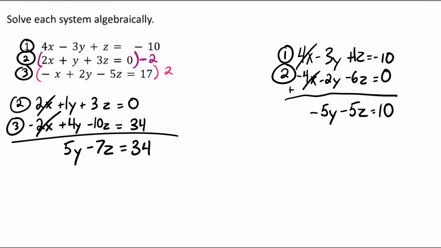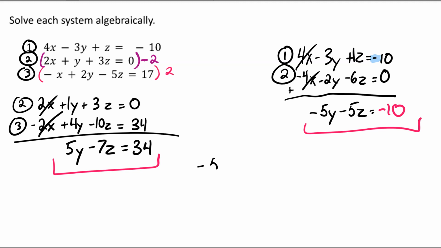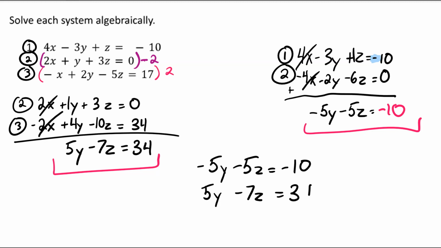equals 10. So these are my 2 equations I'm currently, oh, look at that, I almost made a mistake. That's a negative 10 there. I should have written that a lot bigger. That should be negative 10 there. But these are the 2 equations I'm currently working with. I've got minus 5y minus 5z equals negative 10, and I've got 5y minus 7z equals 34.